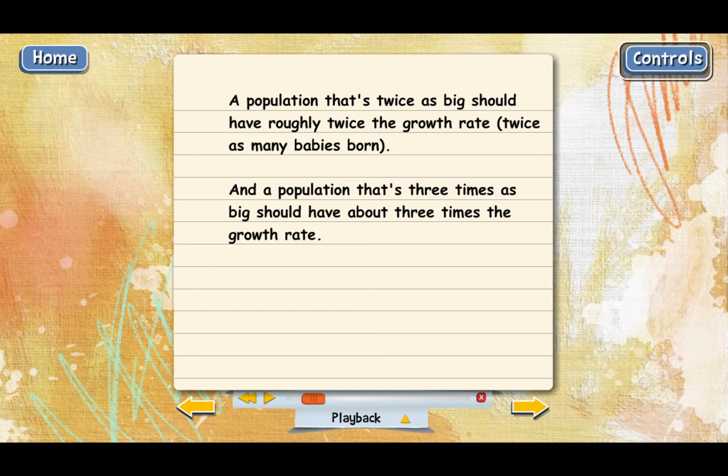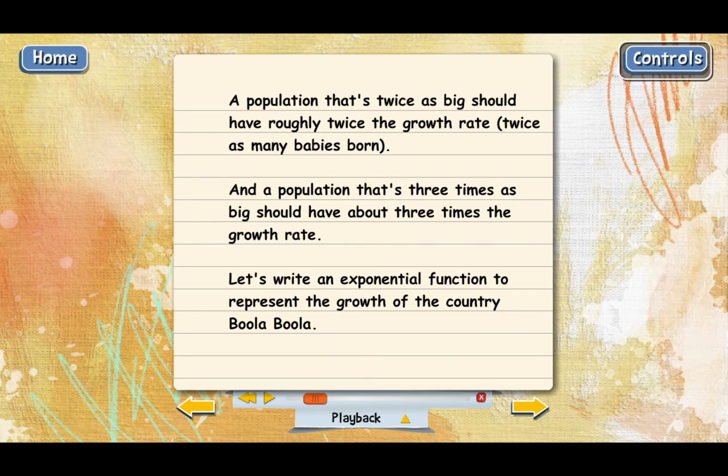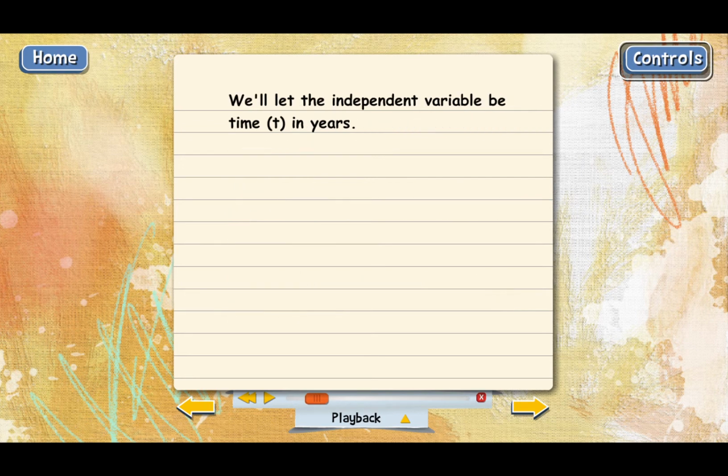And so let's look at an actual example. It's a fictional example, but we're going to use a country called Bula Bula, and we're going to represent the growth rate of the population of Bula Bula with an exponential function. Since we're going to look at how the population of this country changes over time, we want the independent variable to be time in years. And so we're going to use the letter t to represent that. And for the dependent variable, we want that to be the size of the population. We'll use the letter p.